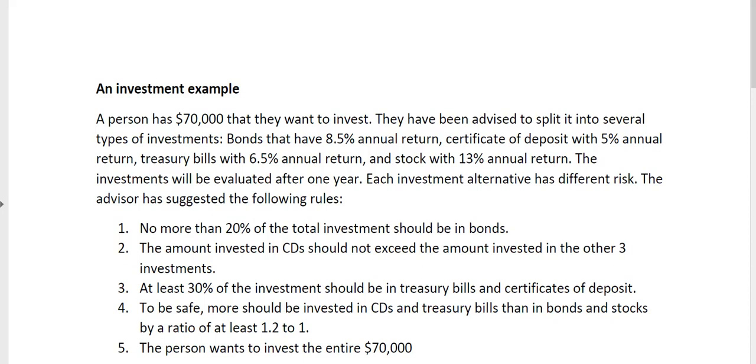At least 30% of the investment should be in treasury bills and CDs. To be safe, more should be invested in CDs and treasury bills than in bonds and stocks by a ratio of at least 1.2 to 1. The person wants to invest the entire $70,000.